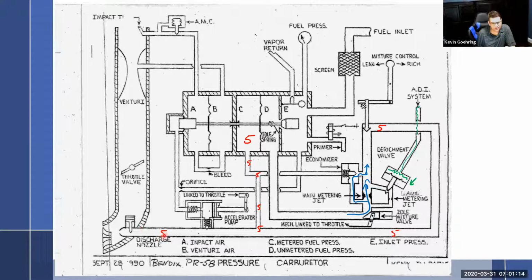The reason why this is 5 PSI is because this opens up as much as it needs to keep this at 5 PSI. If the 5 tries to drop to a 4, this is going to close, boosting it back to 5. If I put more fuel in here and it tries to go to 6, this will open up and bring it right back to 5. So that's why it's 5, because we have a pressure relief nozzle situation right there.